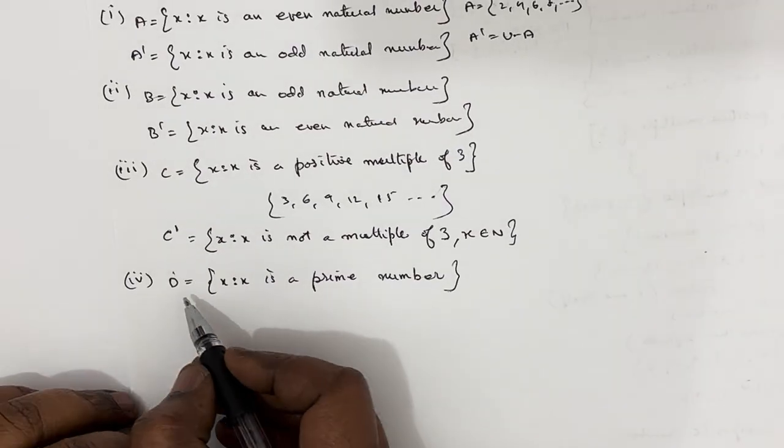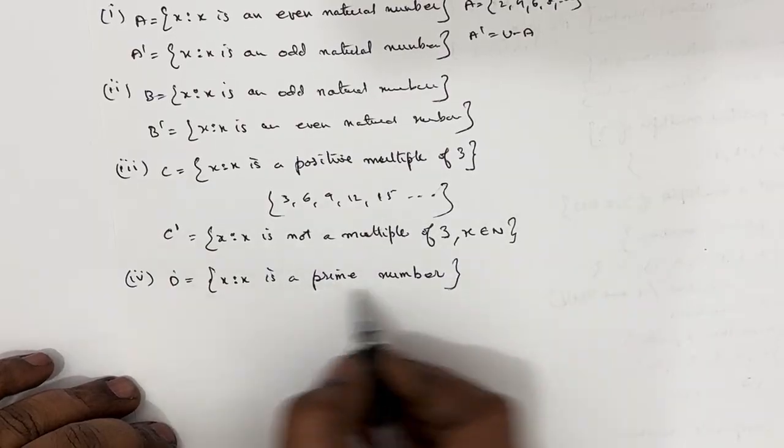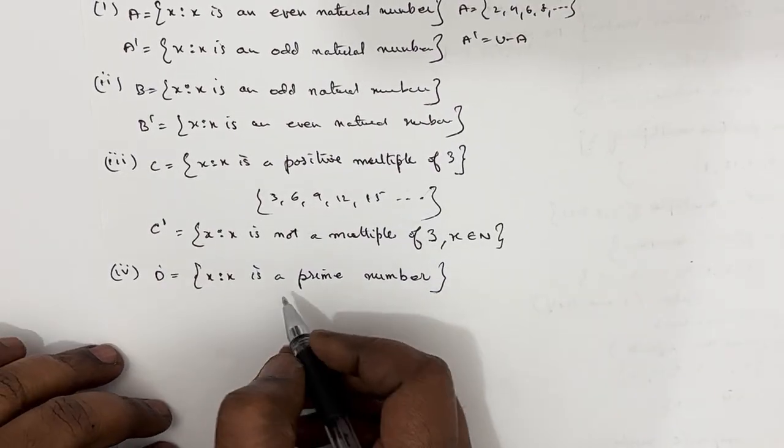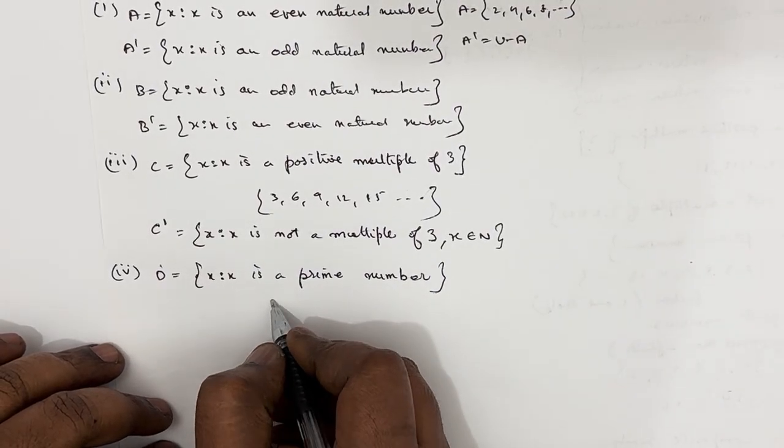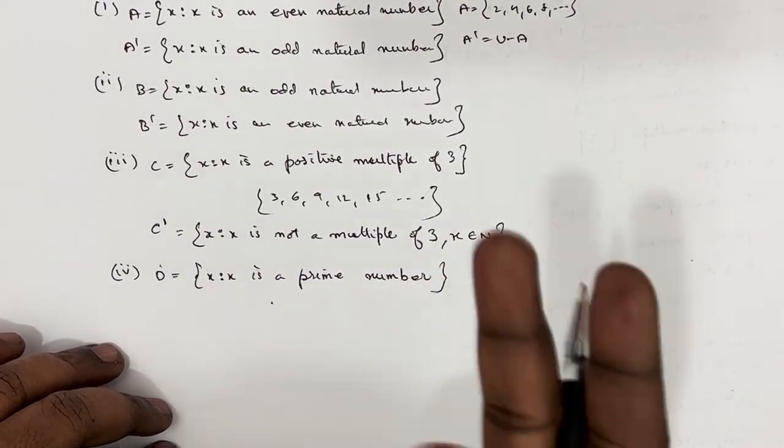Okay, the next one is, let it be D. x such that x is a prime number. So what are prime numbers here? Prime numbers are, we know, the numbers which are divisible by 1 and itself, which have two factors.